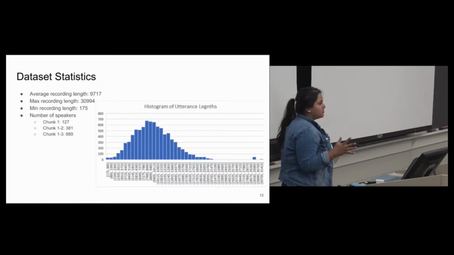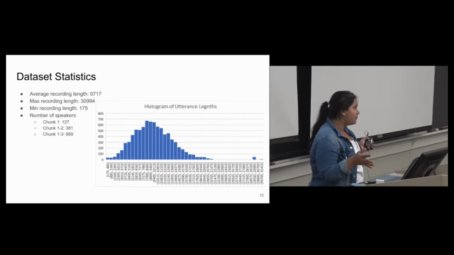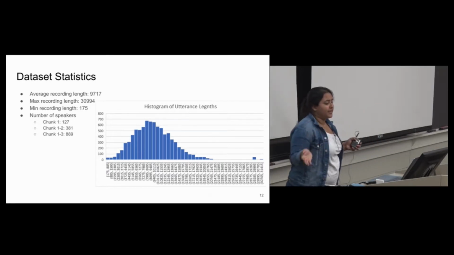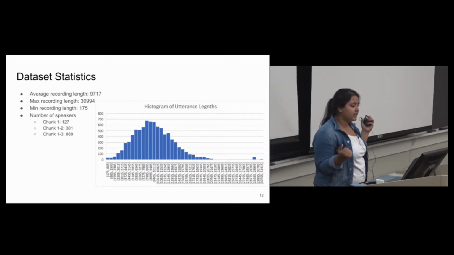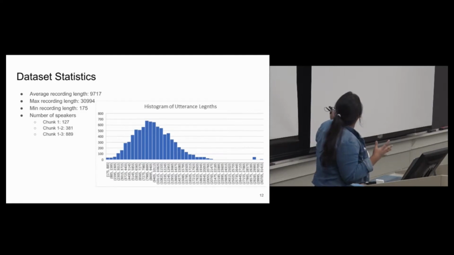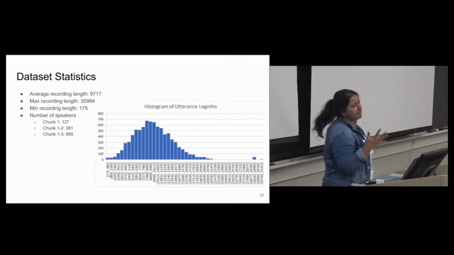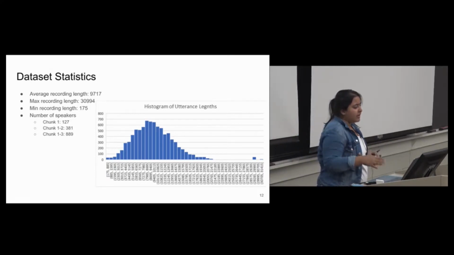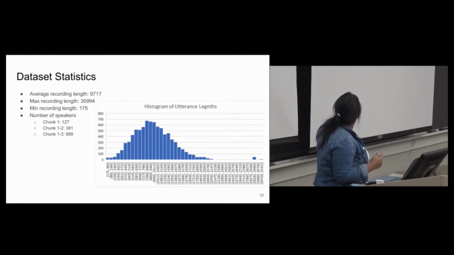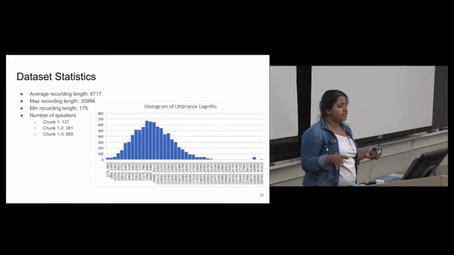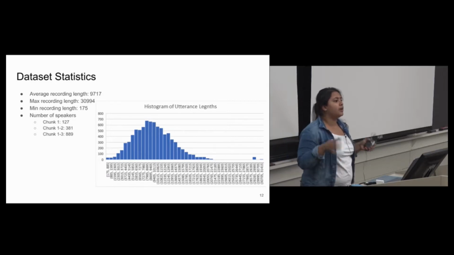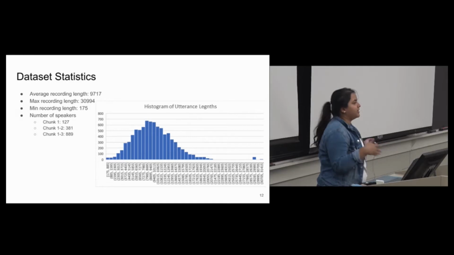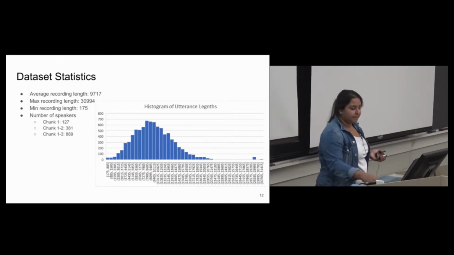Now, what about your data? The first approach towards solving any problem is how does your data look? We have multiple recordings of different lengths. In this case, I have plotted a histogram, and we can see the average length is around 9,700 features in each recording. And as the chunks increase, we see the number of speakers also increase. So what I would suggest is start with chunk 1, get a model up and running, and after that, just add more chunks to your data and let it learn better, right?